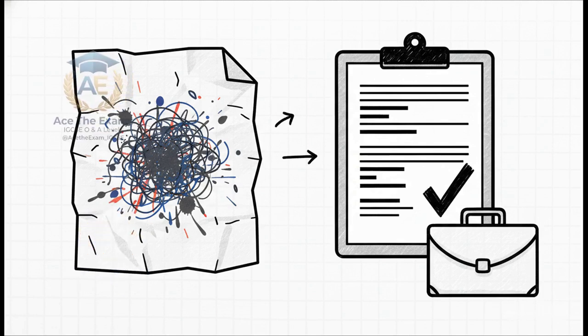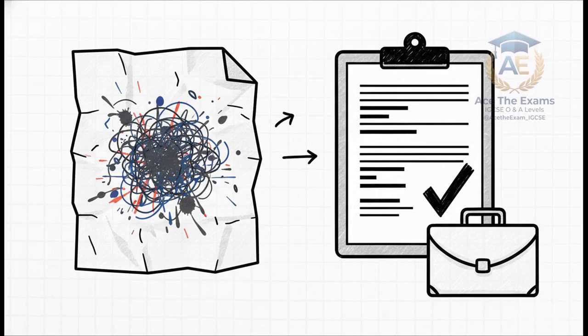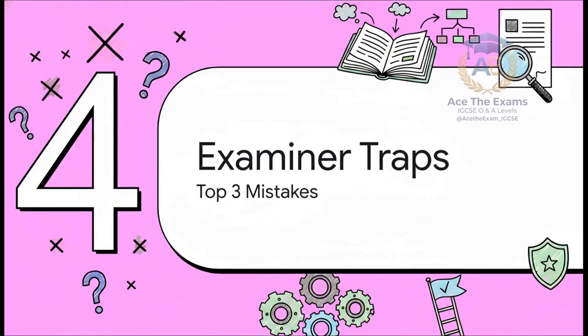If a principal examiner has to hunt through a wall of text to find your conclusion because your formatting is chaotic and your paragraphs lack structure, you are actively throwing away presentation marks. Keep it incredibly clean, keep it highly structured, and make your logic impossible to miss. Which perfectly leads us into Section 4, the most critical part of this masterclass: avoiding top examiner traps.